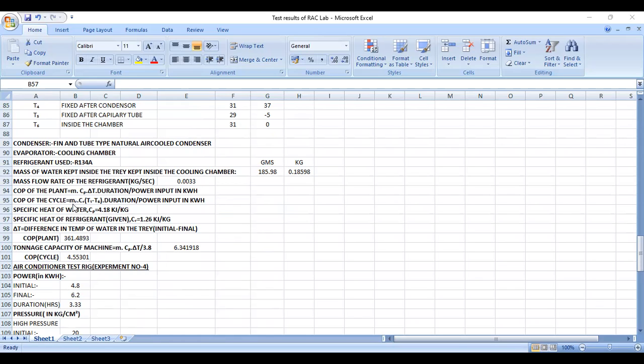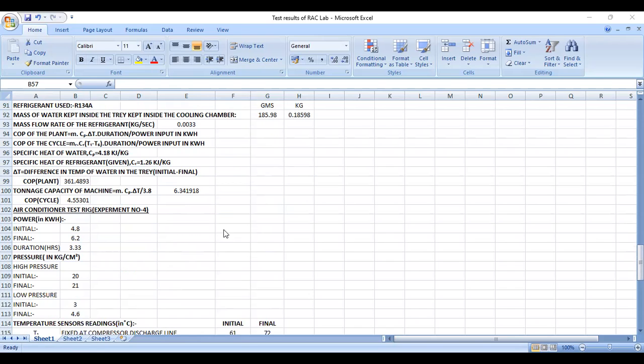COP of the cycle is the same mass flow times the specific heat of the refrigerant and the temperature drop, multiplied by the duration, divided by the power input. The specific heat of water is 4.18, of the refrigerant 1.26, and delta T is the difference in temperature of the water in the tray, initial and final. The COP of the plant becomes 161, the tonnage capacity of the machine becomes 6.34, and the COP of the cycle is 4.55.